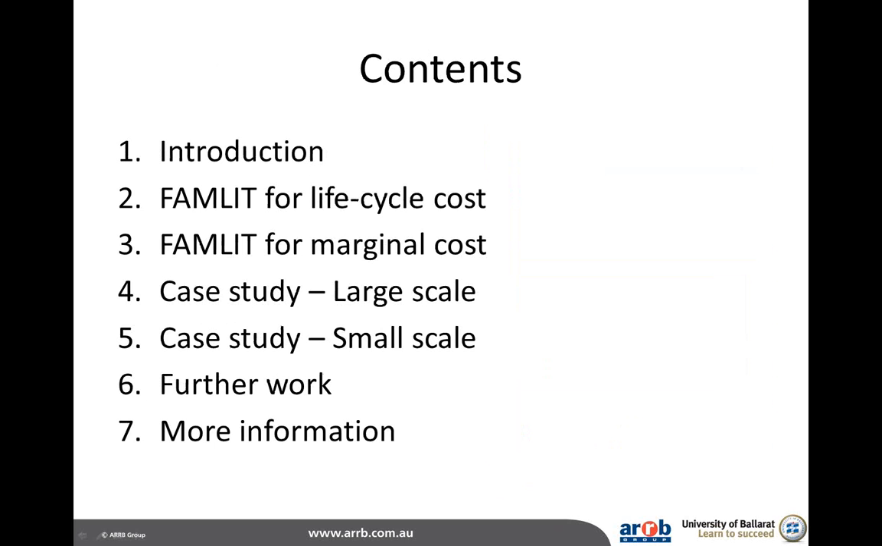So, onto the presentation. I'm going to take you through a bit of an introduction as to what FAMLIT is and why we use it. We'll look at using FAMLIT for life cycle costs, using FAMLIT for marginal costs. Then we'll have two case studies, and I'll take you through some of the further work and leave you with where you can go to access more information on this. Even in 40 minutes, I guess we're only going to be scraping the surface a bit. But anyway, here we go.